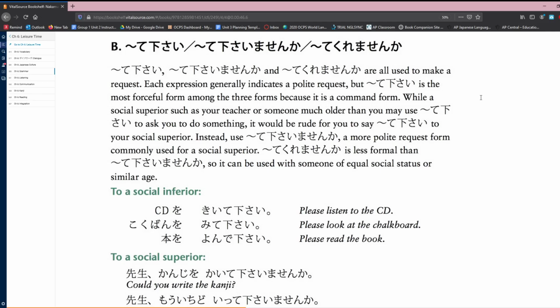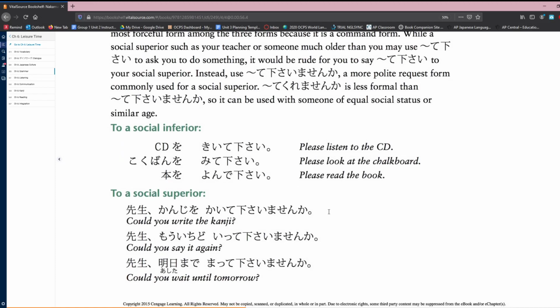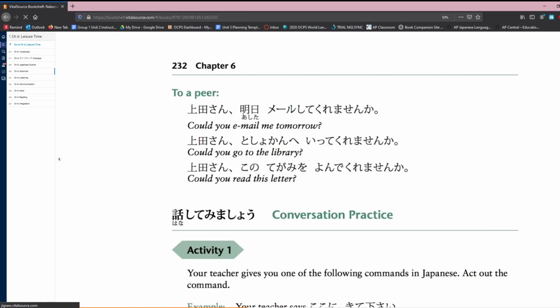Instead, you would use te kudasaimasen ka, which is a more polite form commonly used for a social superior. Te kuremasen ka is less formal than te kudasaimasen ka. So it would be used with someone of equal social status or similar age. So for example, if you wanted to ask me to write the kanji, you would say, 先生、漢字を書いてくださいませんか? If I wanted to ask you to please read the book, 本を読んでください. And if you wanted to say, could you go to the library? 図書館へ行ってくれませんか? That's how we would be using that.